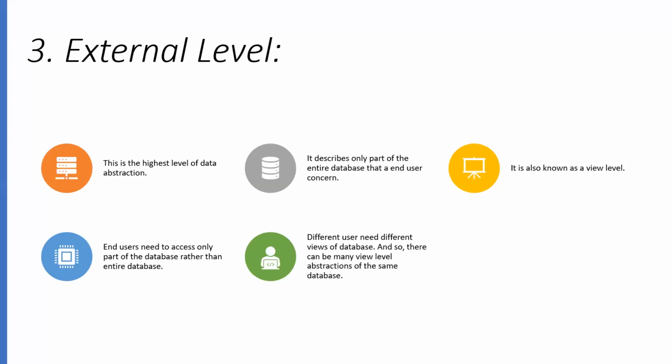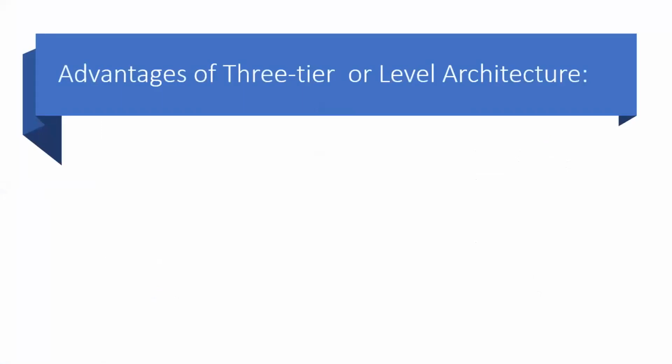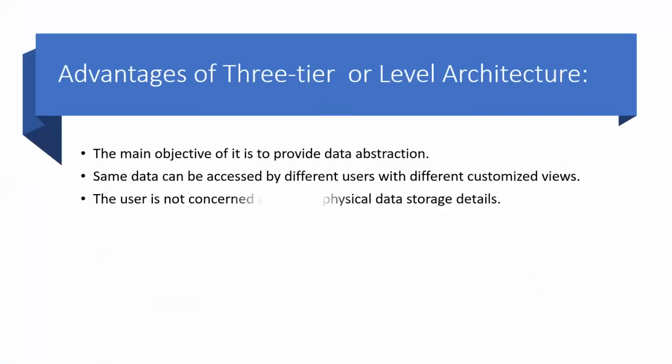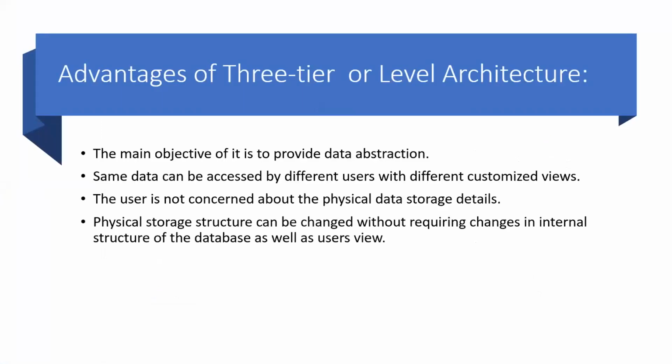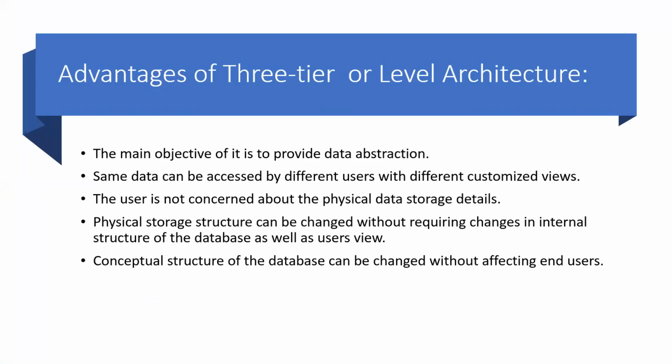And now you see the main advantages of this 3-level or 3-tier architecture. The first one is very important: it provides data abstraction, and the same data can be accessed by different users with different customized views.